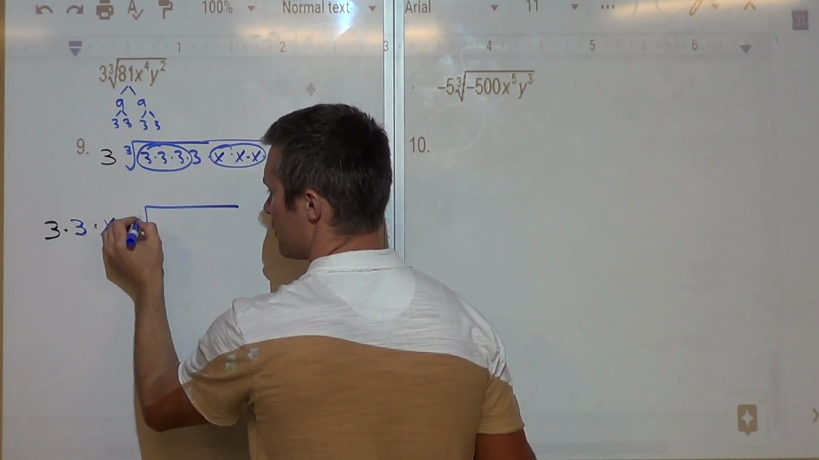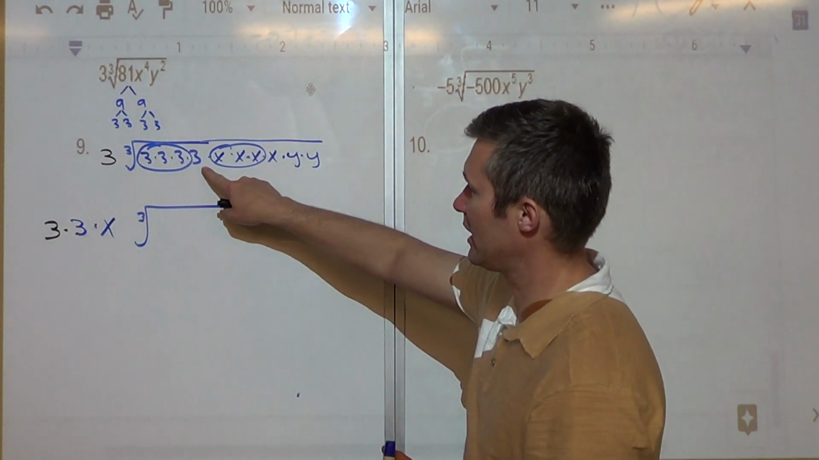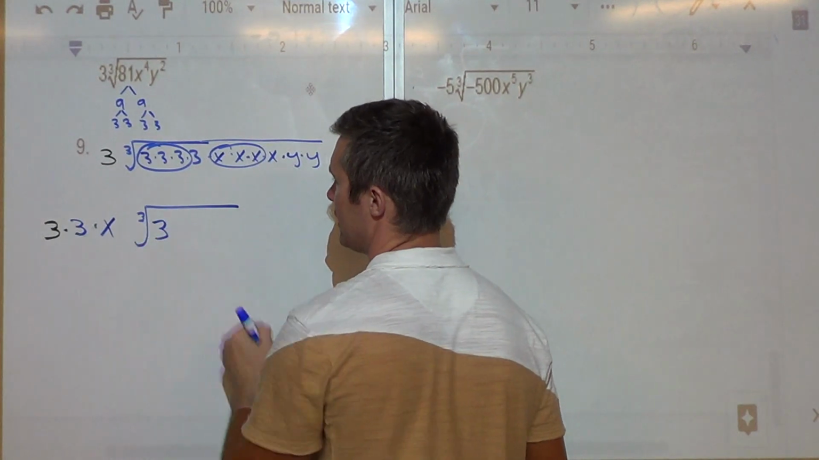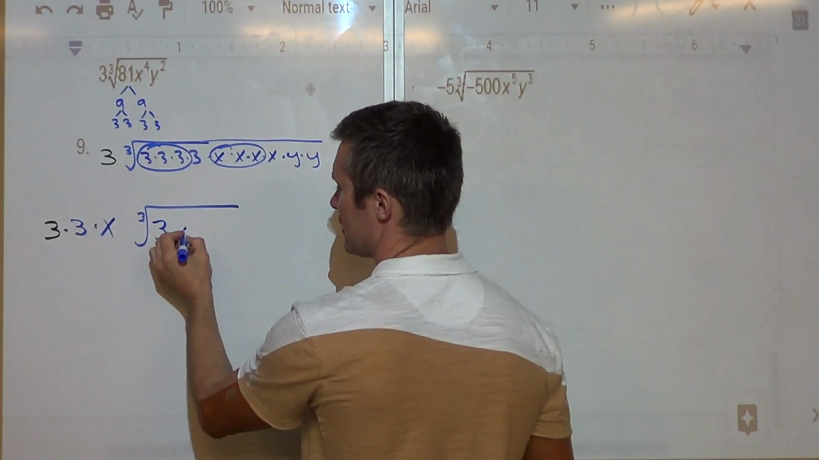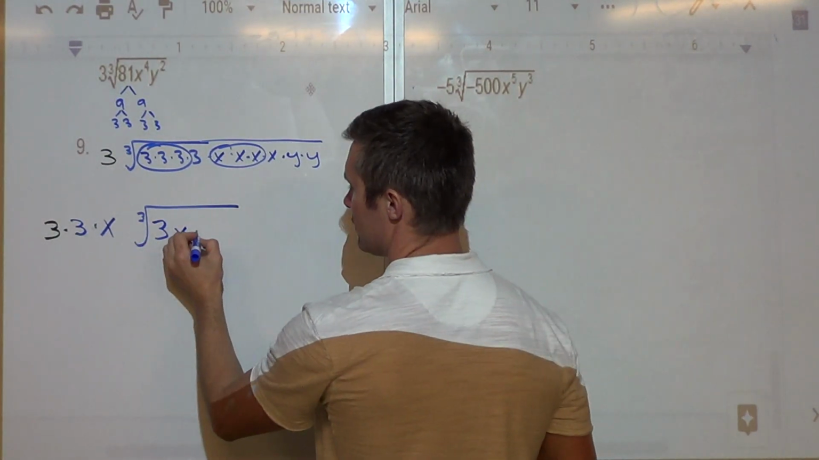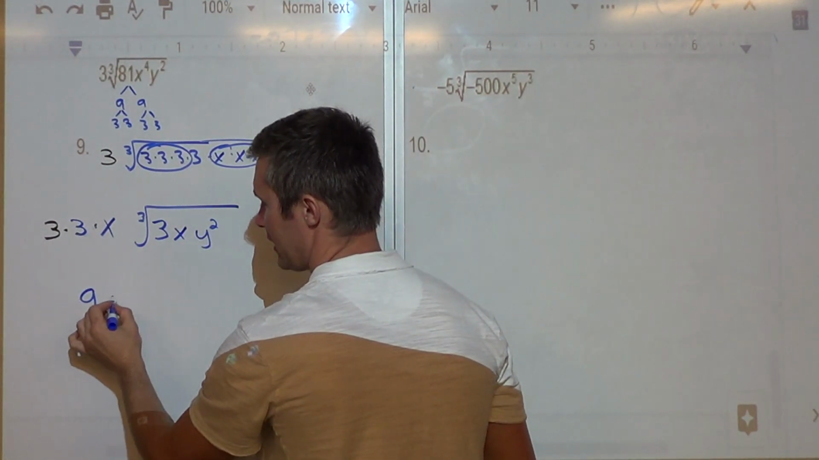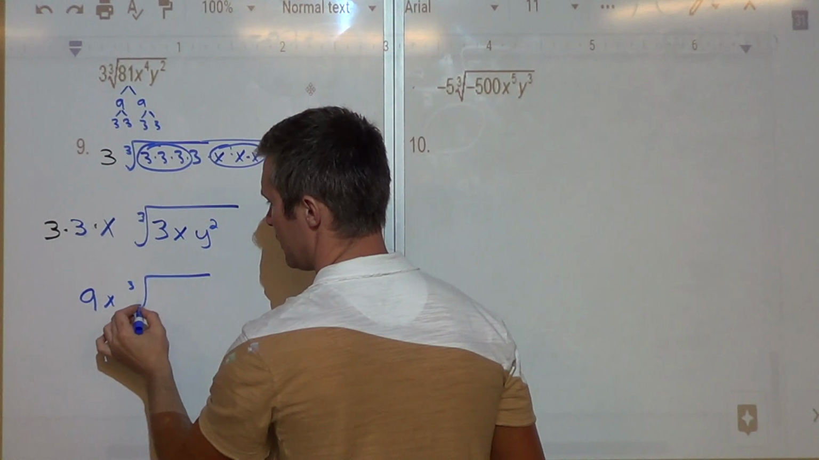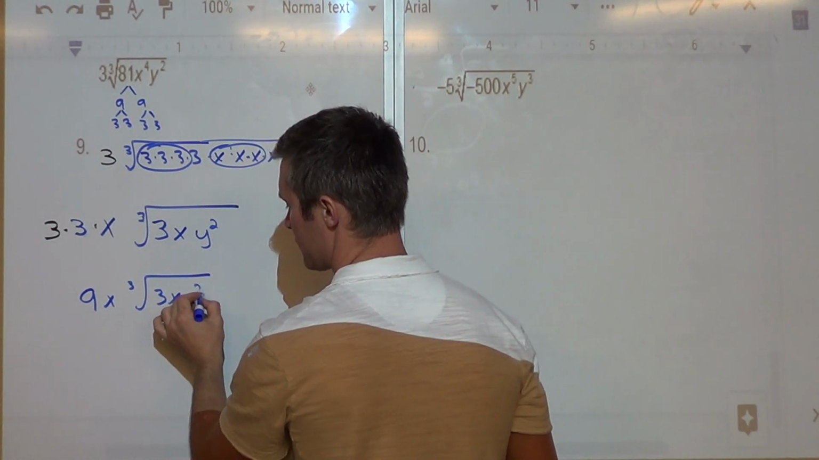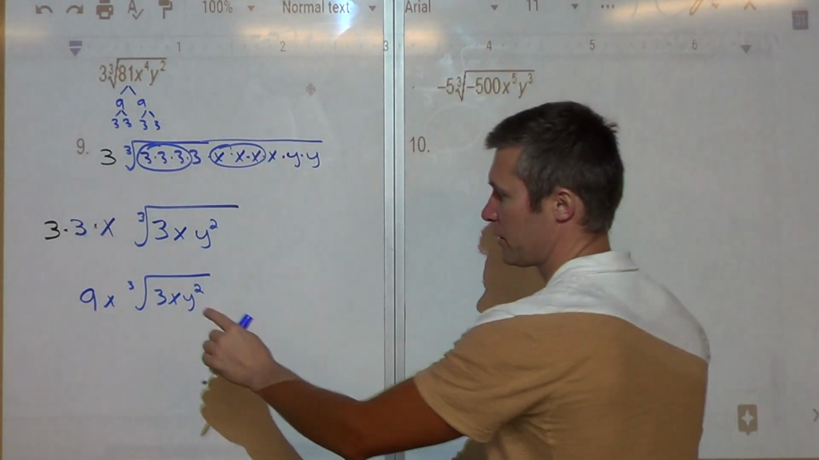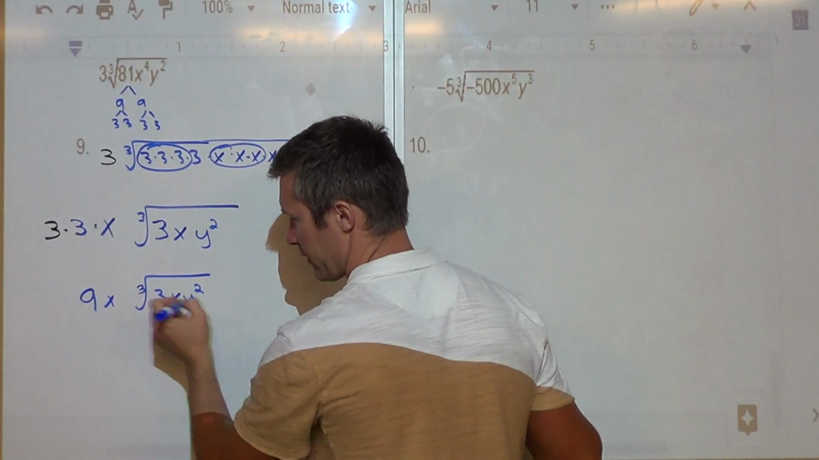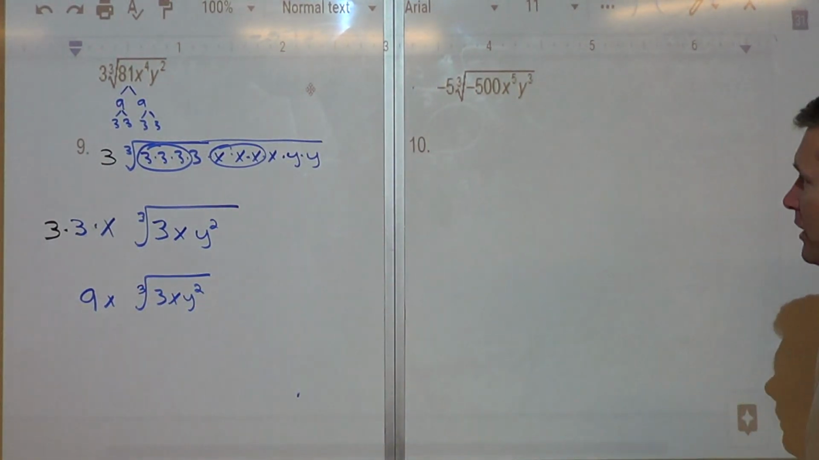We still have this root left over. What's left over is I have a 3, so times it by 3. I have an x, and then I have 2 y's, so it's a y squared, and then I multiply. 3 times 3 is 9x, cube root of 3x, y squared. And I'll put this root of 3 like that. So that would be our answer.